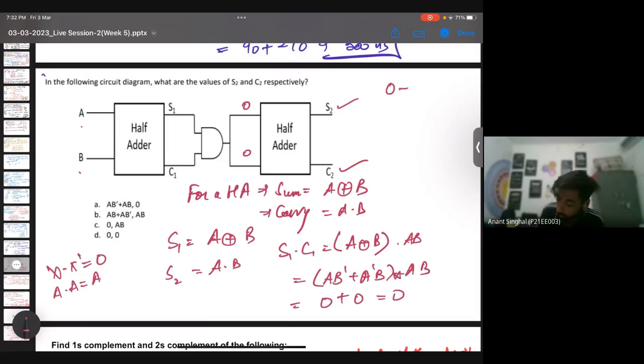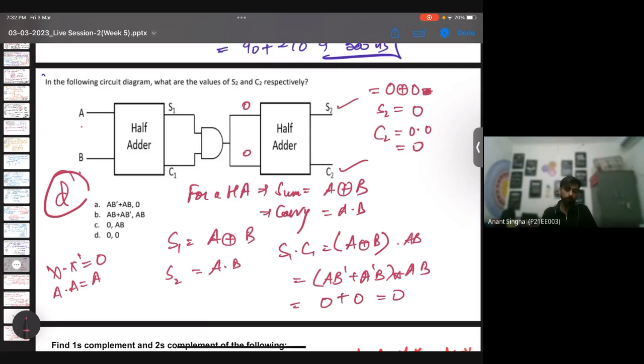So sum will be 0 XOR 0. So S2 will be this, which is nothing but 0. And then C2 will be again 0 into 0, which will be 0. So the values of S2 and C2 respectively are 0 and 0. The correct answer to this problem is option D.